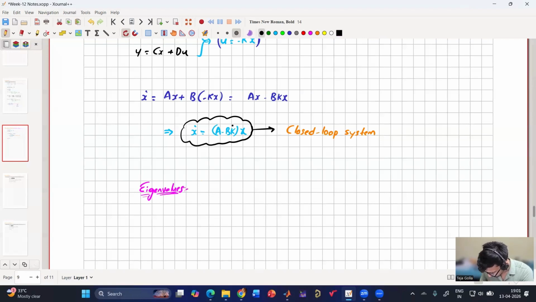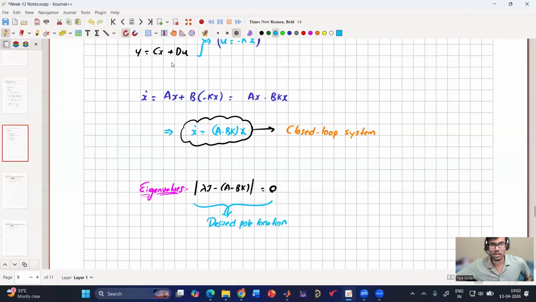So, determinant of lambda I minus A minus BK. If you equate it to 0, then you can get the closed loop poles, or I would say closed loop eigenvalues, or desired pole locations, right? Now we are giving the desired pole locations.